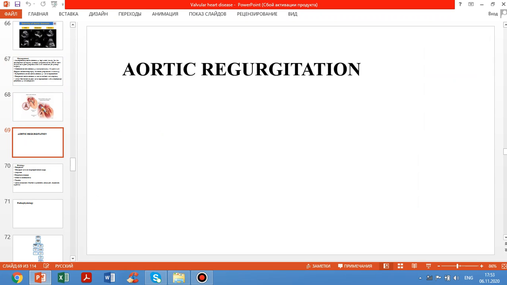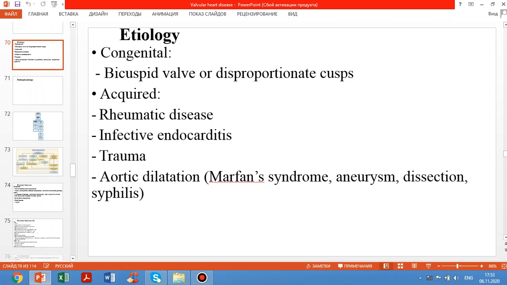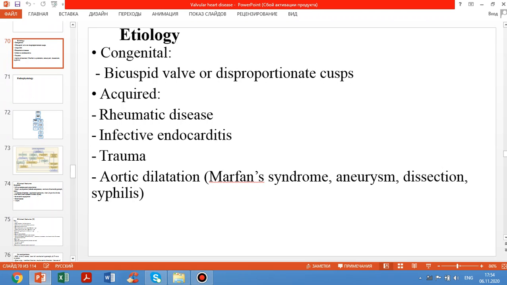Aortic regurgitation. Etiology can be congenital due to a bicuspid valve or disproportionate cusps. Acquired: rheumatic disease, infective endocarditis, trauma, aortic dilation due to Marfan syndrome, aneurysm, dissection, and syphilis.